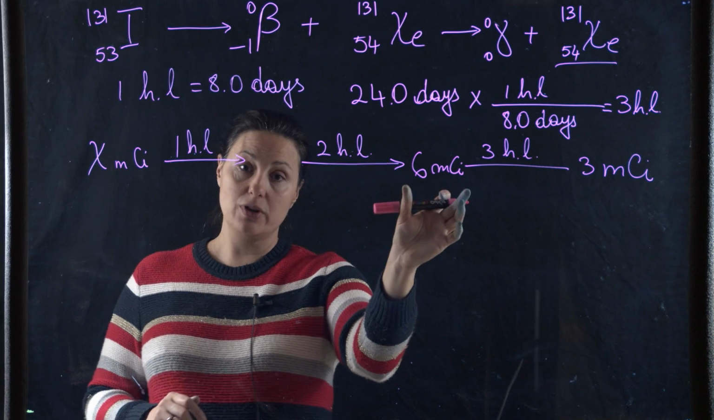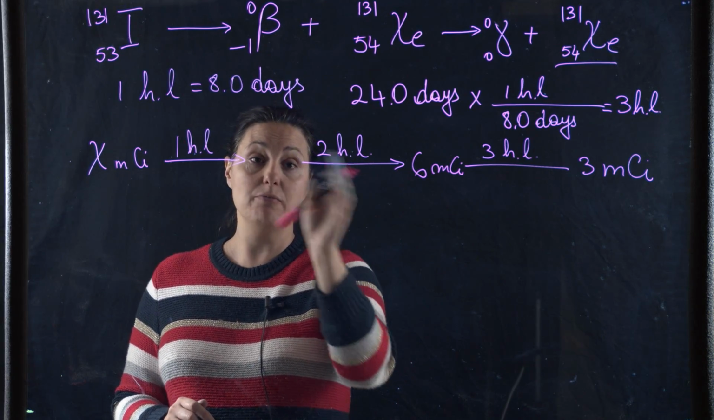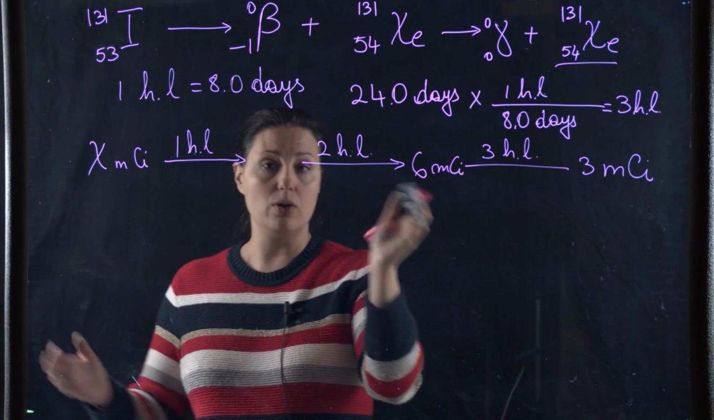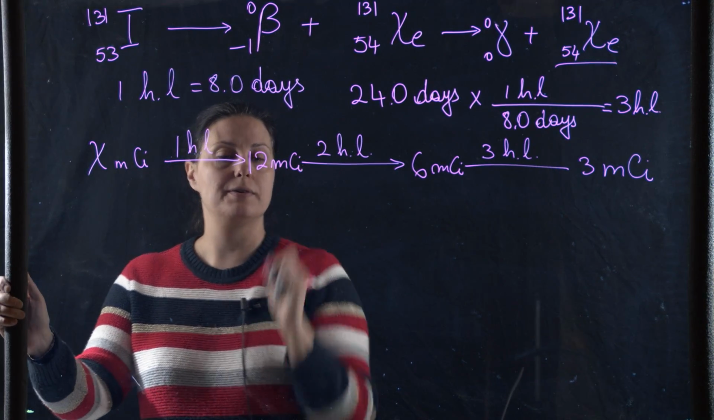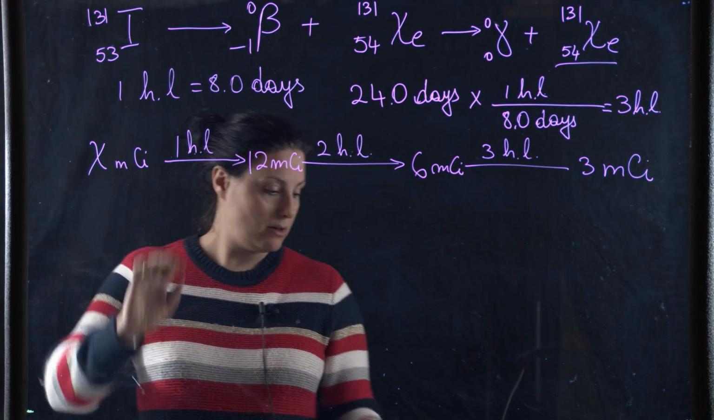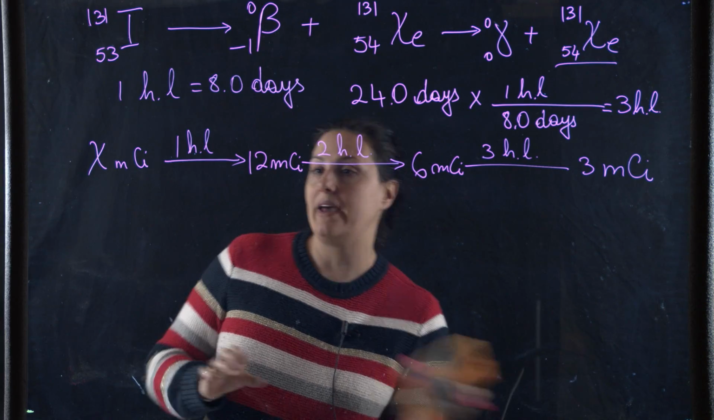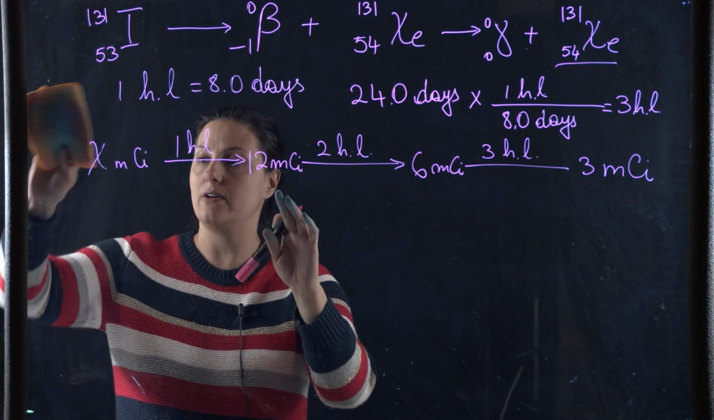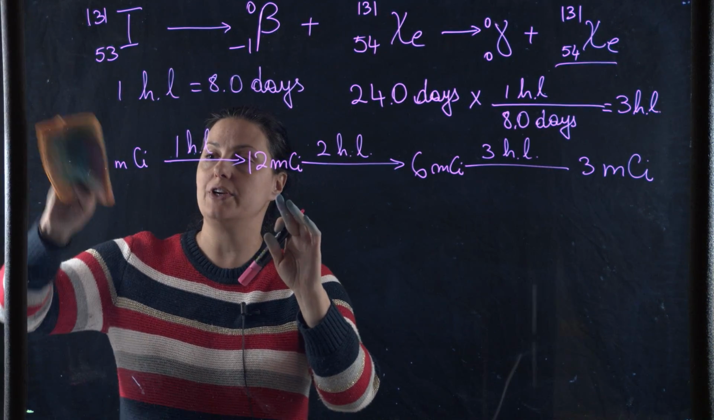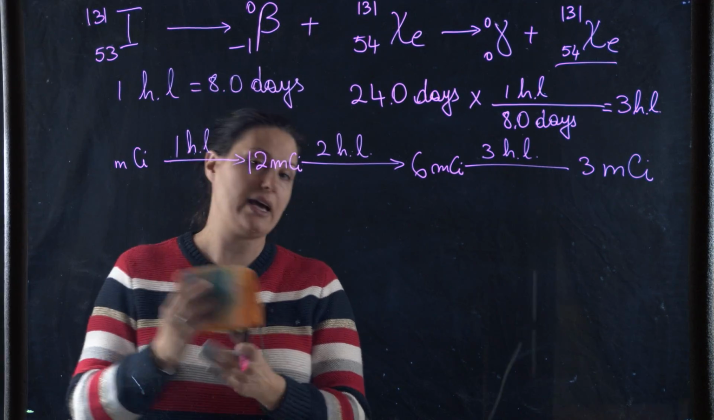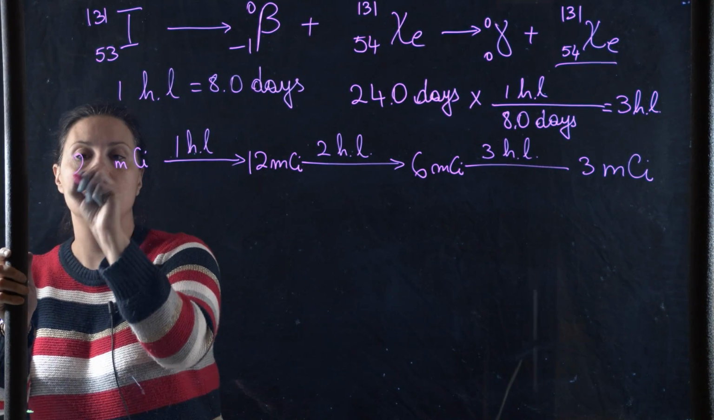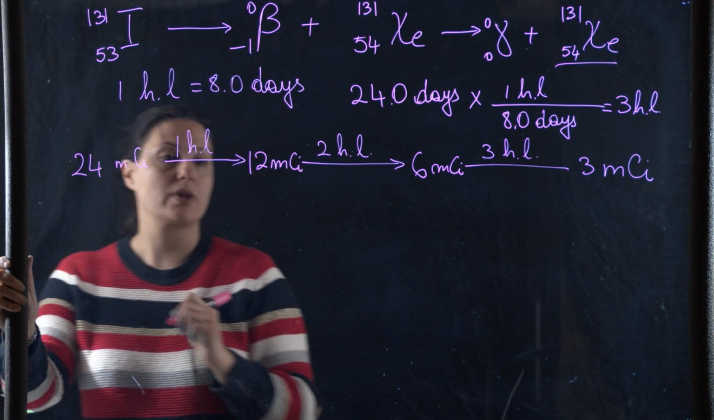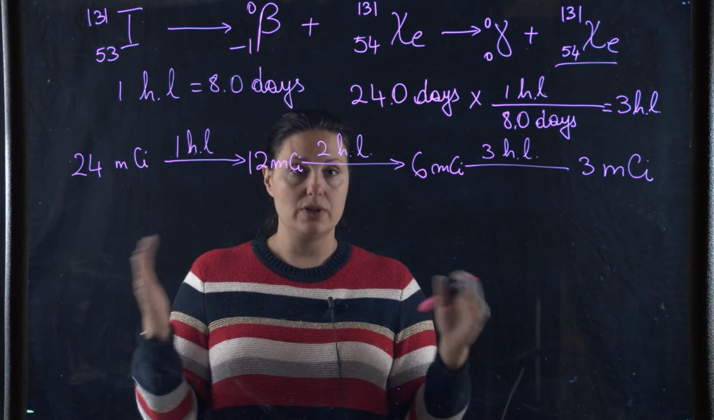If I have 6 millicuries after my second half-life, before it I would have had double, which means this would be 12 millicuries. And then after my first half-life, I would have 12 millicuries, which means that at the very beginning, I should have started with 24 millicuries.